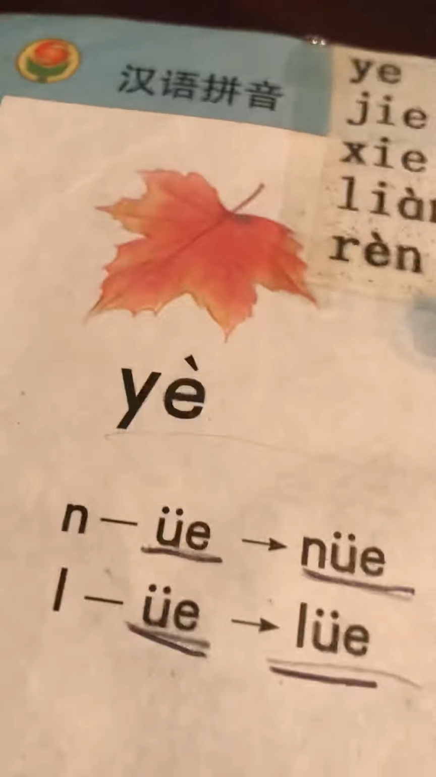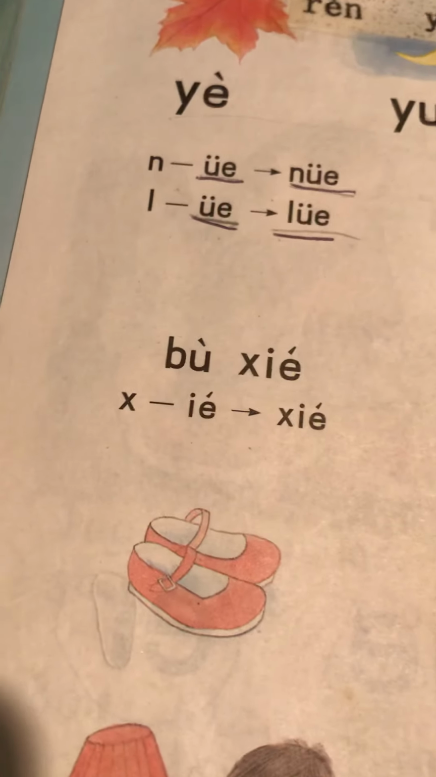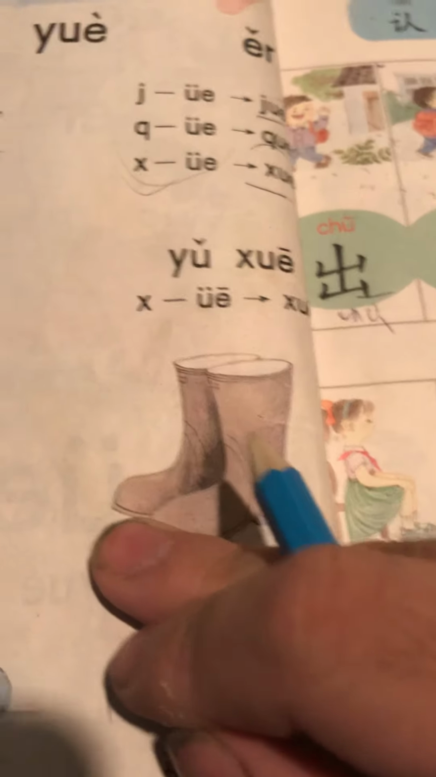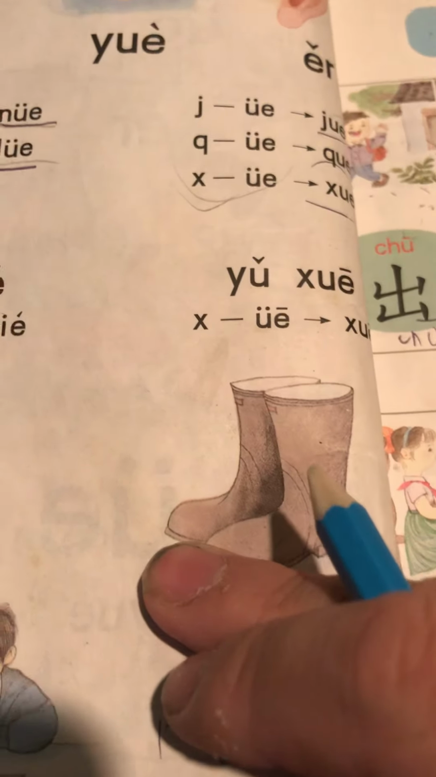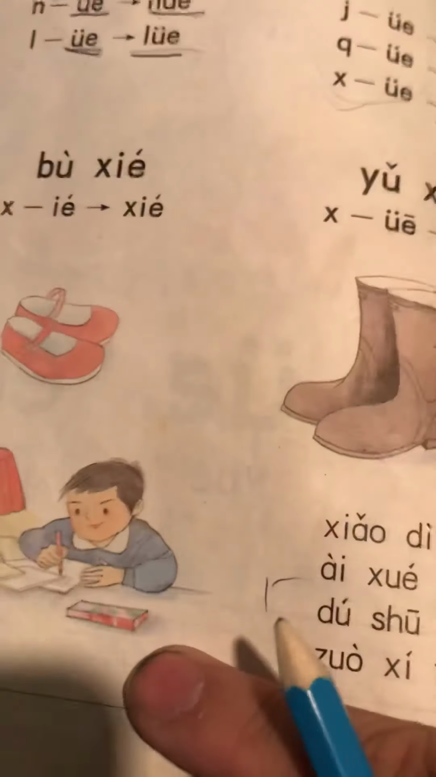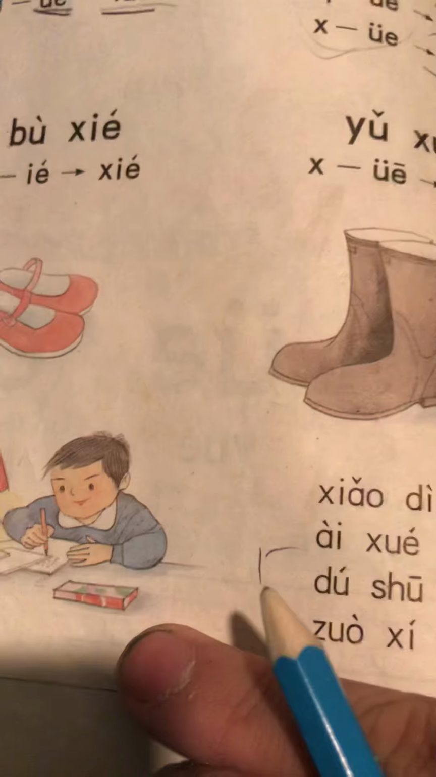Okay, here it is. This is not that hard yet, but I'm gonna teach you guys this. It's very important to learn it. Ye, yue, moon, er, ear. Bushian, like shoes, and yes, means like a ring boat, I think. Next one is Xiao Di Di, little brother. Xue Xi, the study. Du Xue, read.